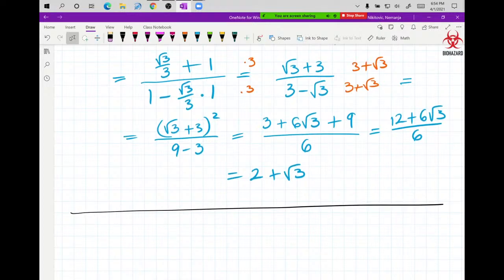Any questions, concerns regarding our 9 formulas we learned today? So we have a half angle, we have double angle, and we have the power reducing.